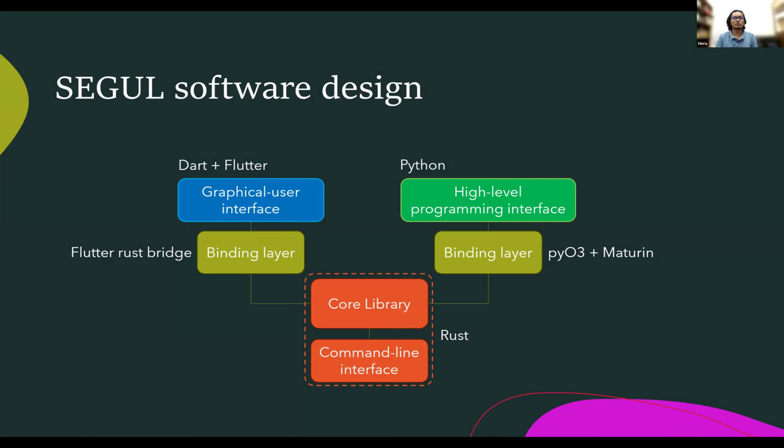So in general, the design is like this. The core library and command line application are written in Rust. We also wrote the GUI software, where the graphical user interface is written in Dart and Flutter, and we use this amazing Flutter Rust Bridge library that provides the binding layer. It basically helps the Dart code communicate with the Rust code. We use a similar approach for developing the Python library.